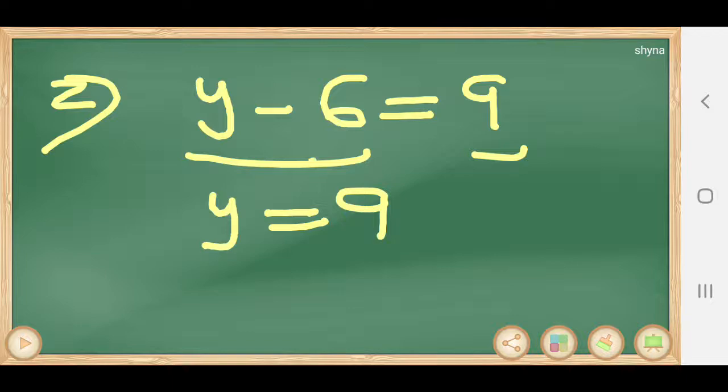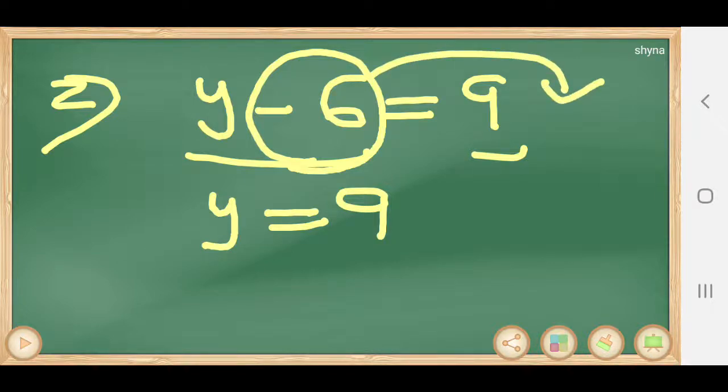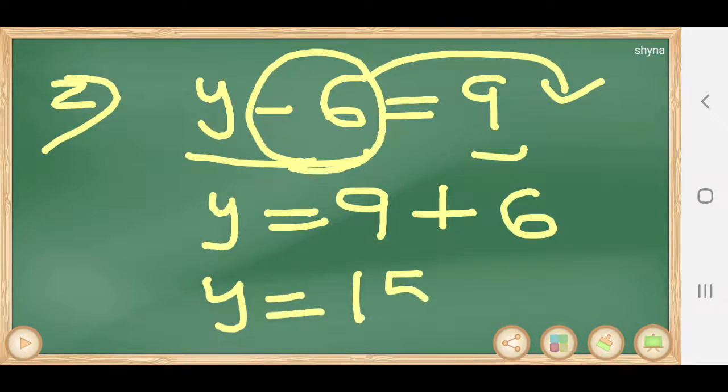Next, I have to transpose this minus 6 to RHS. Now minus 6 is in LHS. While considering the numbers, you have to consider its symbol also. I have to transpose minus 6 to RHS. Minus 6, while transposing, there will be a change in the sign, that is 9 plus 6. Minus 6 becomes plus 6. So y equal to 9 plus 6 equal to 15.